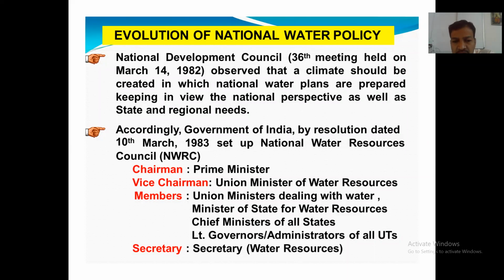After that, by the government of India a resolution was passed. The resolution dated 10th March 1983. The government of India formed this national water policy. The resolution was for setting up the National Water Resources Council. This National Water Resources Council was formed on 10th March 1983. What is the name of that council? NWRC. Shortly it is called NWRC, National Water Resources Council.